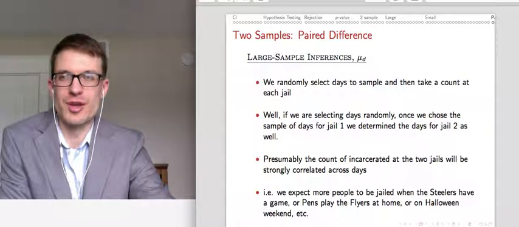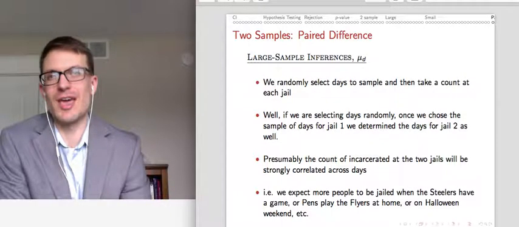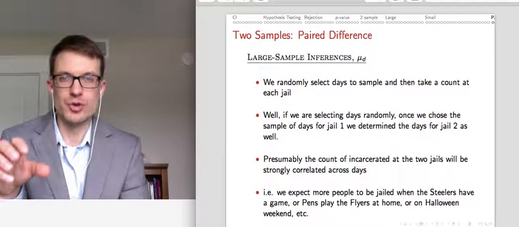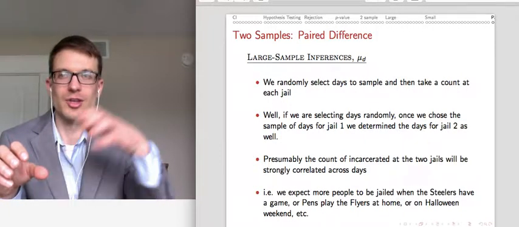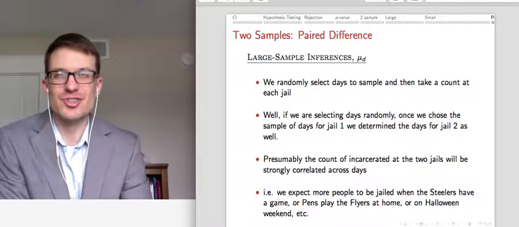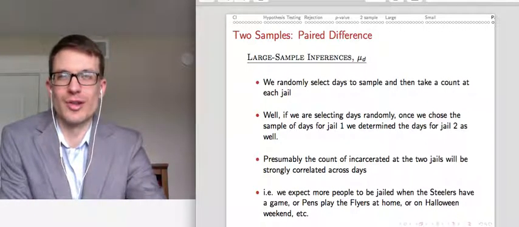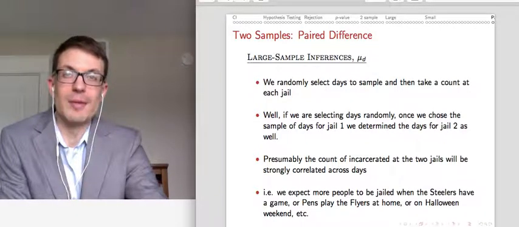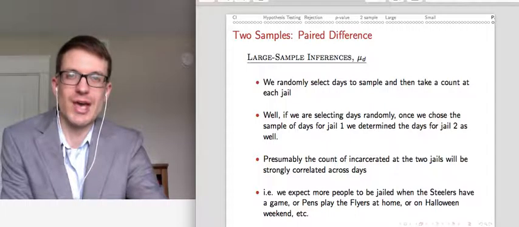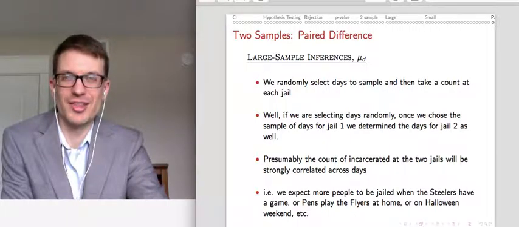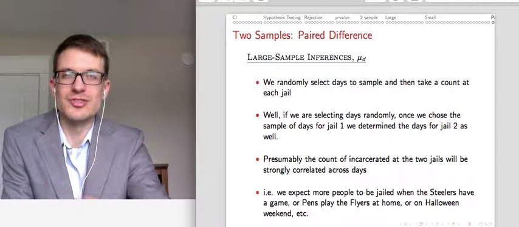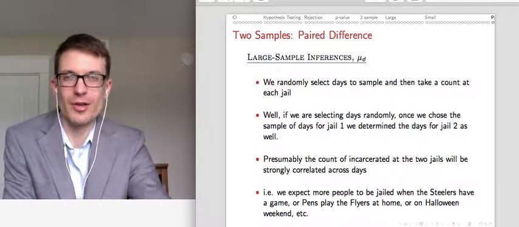Just to illustrate, we could randomly select days and then take a census count at each jail. However, once we chose the sample of days for jail 1, this is going to be the same sample of days for jail 2. But the number in each jail is probably going to be strongly correlated across days. So there are times when we expect more or fewer people in both jails. For example, after the Pens lose Game 5 of the Stanley Cup Finals, or after they win Game 6, or during Steeler home games, or during whichever else.